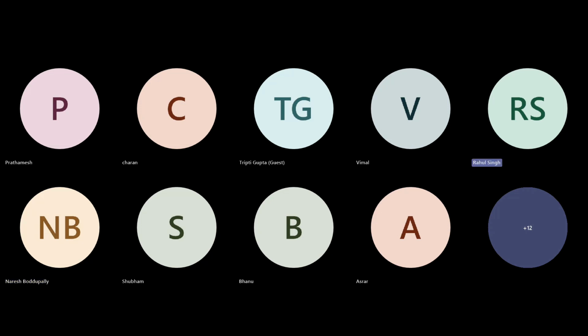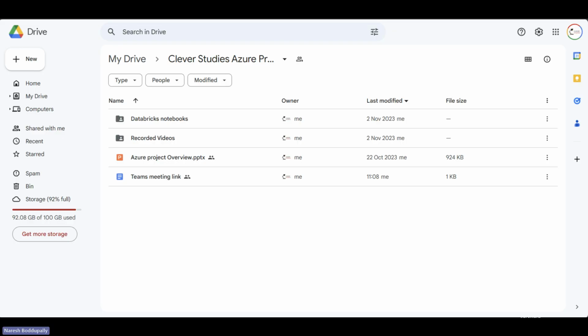Let's say if we miss any session due to an emergency, how can we watch that session? Simple. So guys, here is the folder. Each and every session is recorded, and by the end of the same day I will try to upload that session here. This folder you already have access to, right?